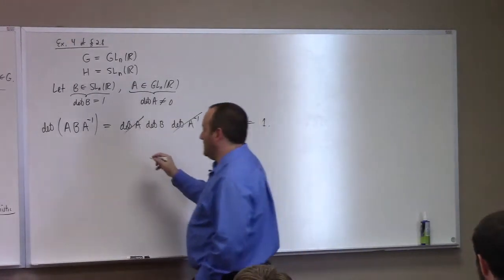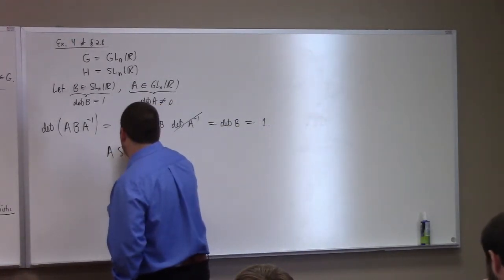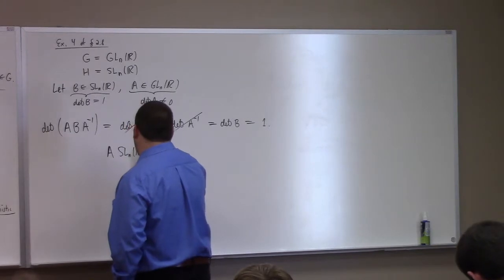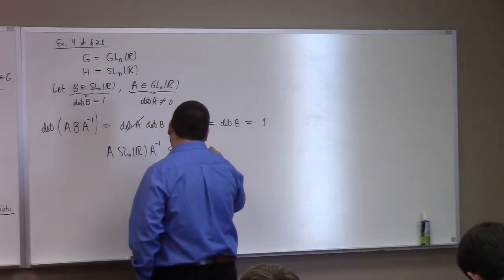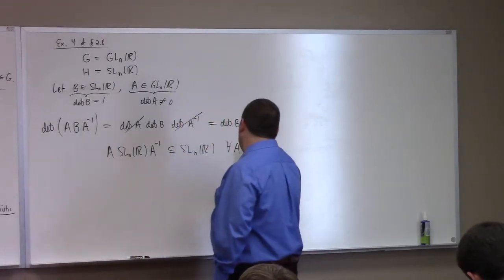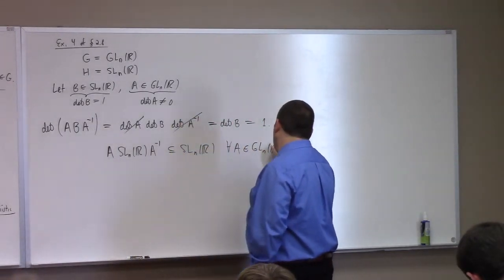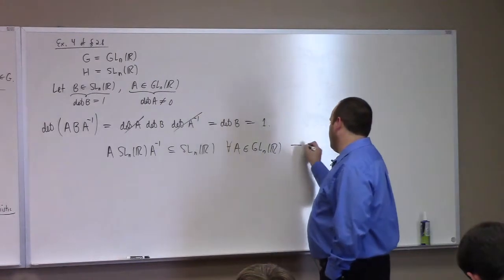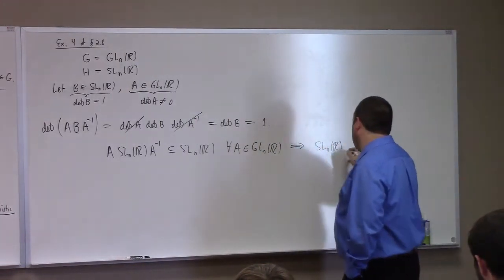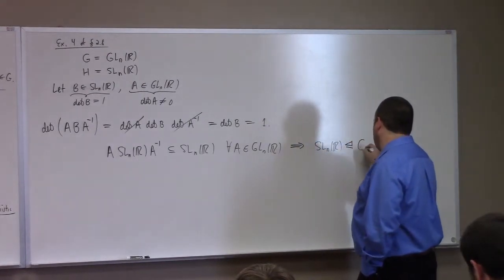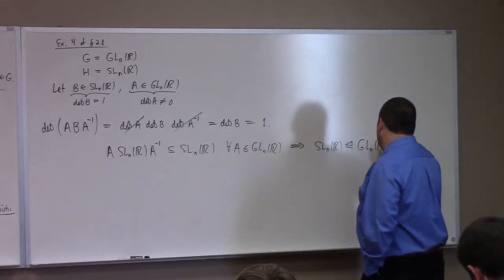So what does this show? This shows that A SLn(R) A inverse is a subset of SLn(R) for all A in GLn(R), which is to say what? The special linear group of n by n matrices is in fact a normal subgroup of the general linear group of n by n matrices.